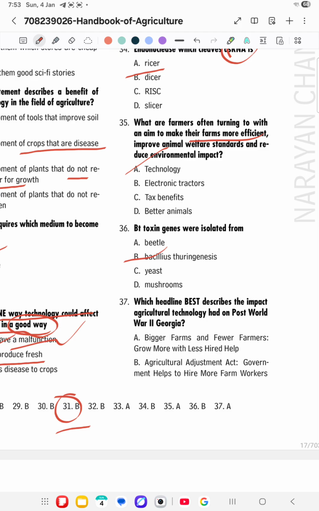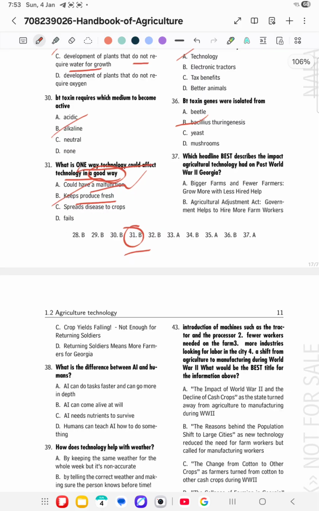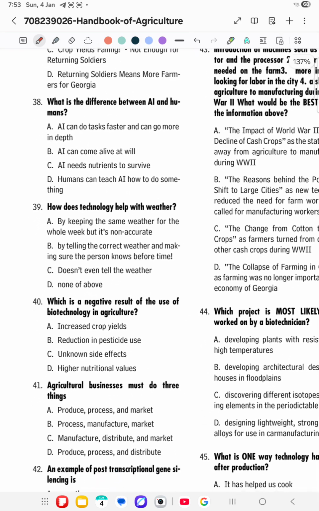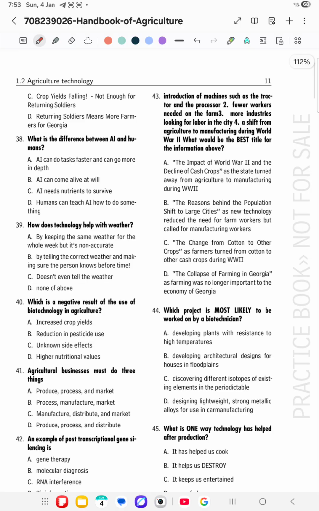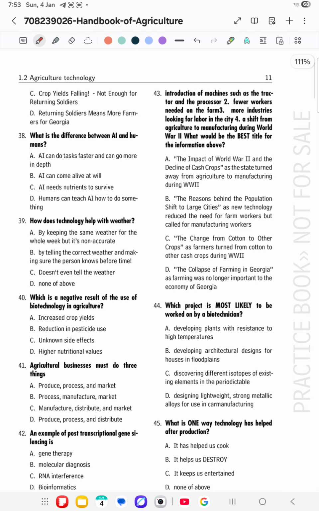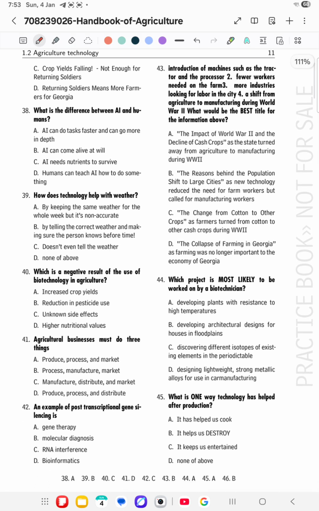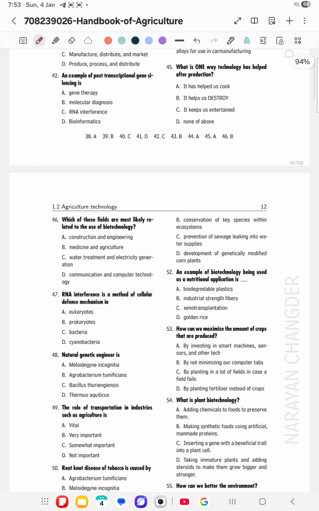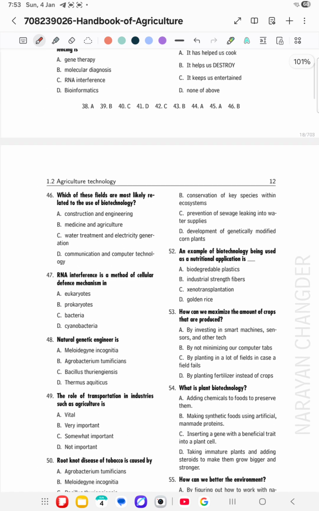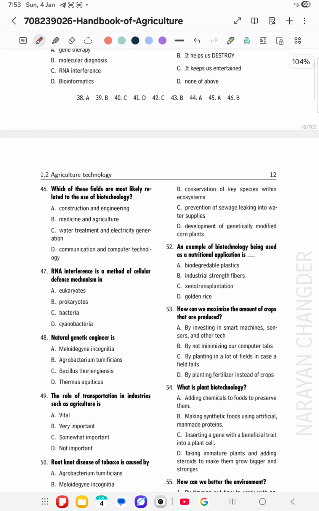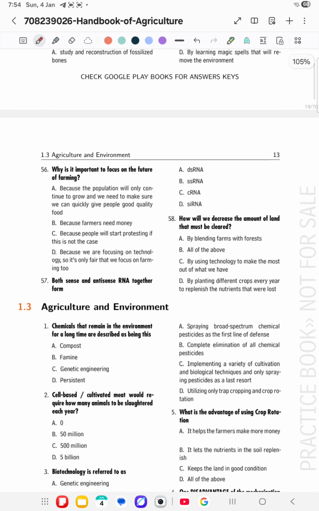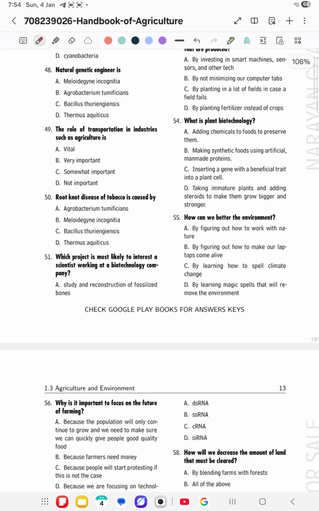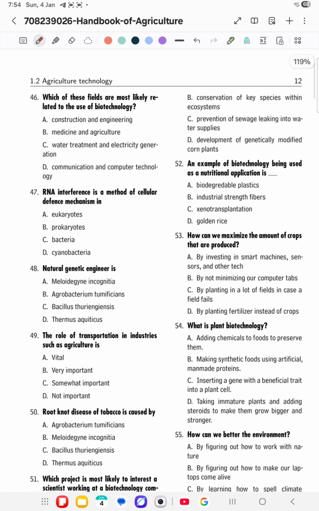Which headline best describes the impact of agricultural technology after the war? What is the difference between AI and humans? These are not like the questions they'll ask actually. I'll see. Okay, these questions are fine, I think. Okay, I'll do from here, 46.